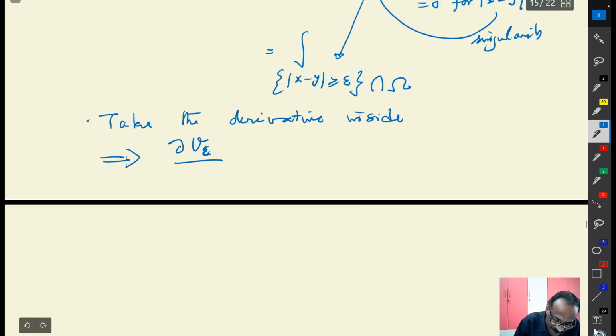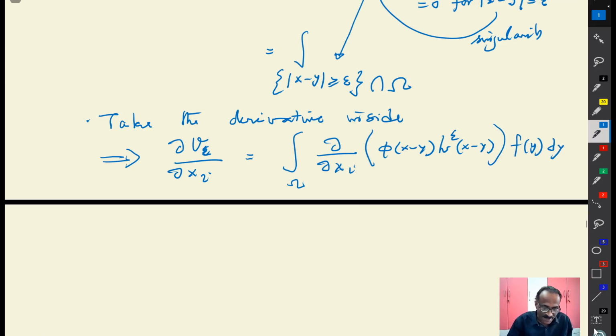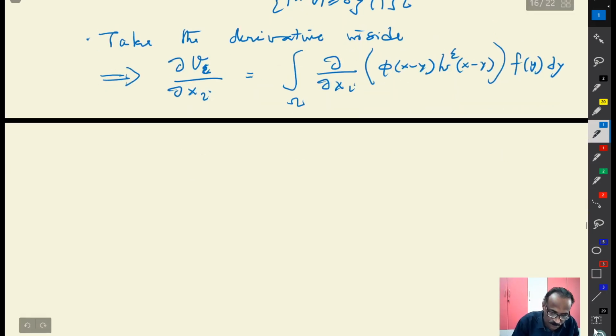You see, by regularizing I can do that. I want to prove the integral over omega of d by dxi of phi of x minus y times h epsilon of x minus y, f of y dy. Epsilon I write below, don't worry about it. Now I want to show that this precisely converges to wi, which is nothing but my dv by dxi. So that's the basic aim I want to show.